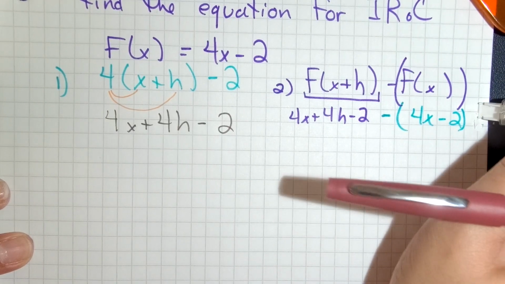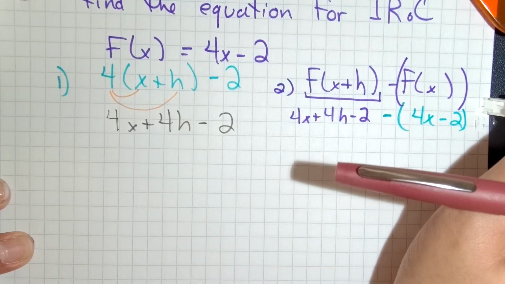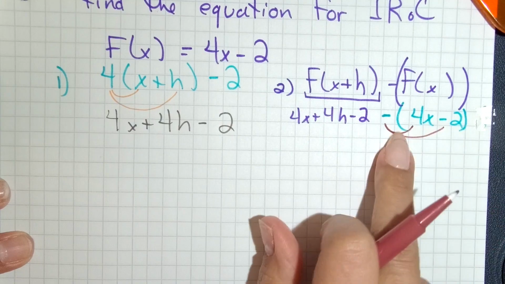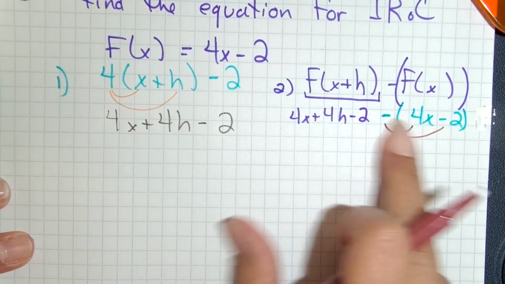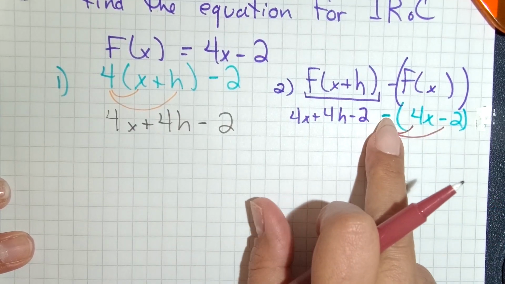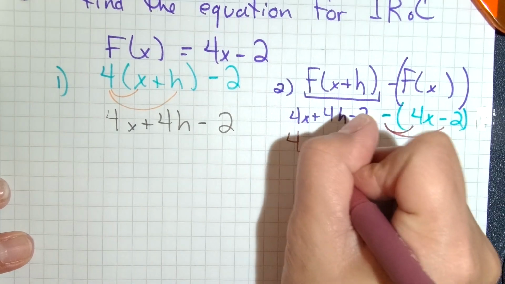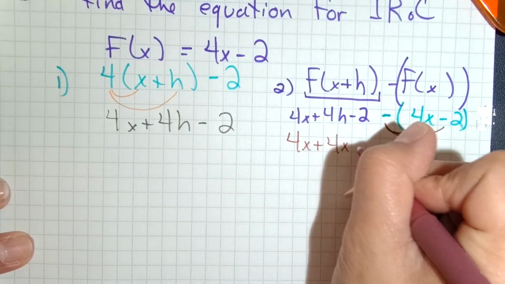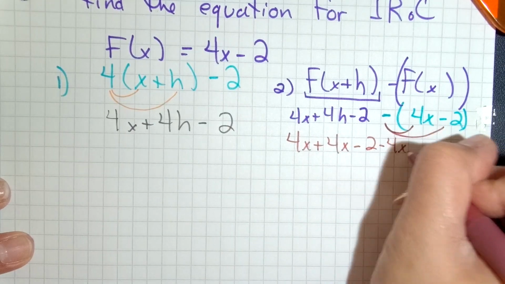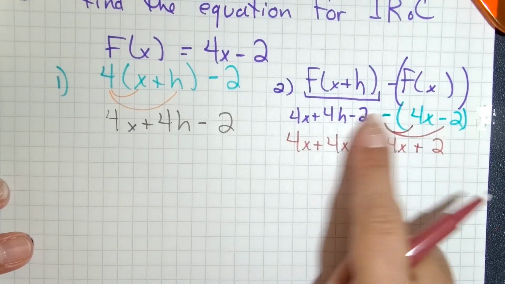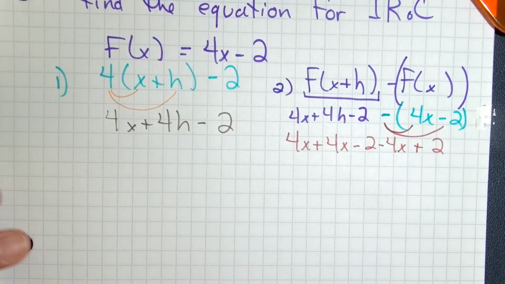Distribute. Yes, we need to distribute. So we're going to distribute. All we're doing here is distributing this negative 1. So positive becomes negative, negative becomes positive. So we have 4x plus 4h minus 2 minus 4x plus 2. I just distributed the negative, which made their signs opposite.